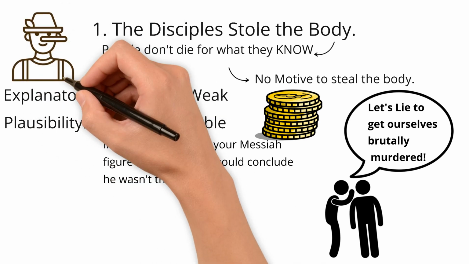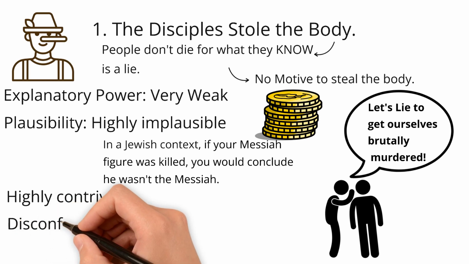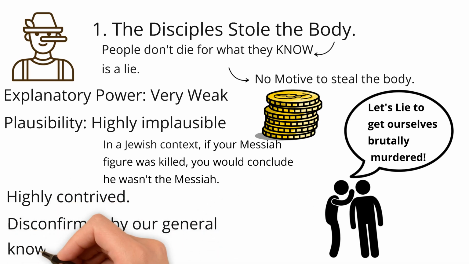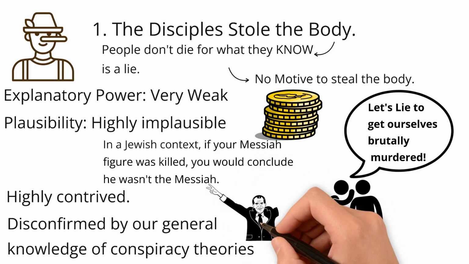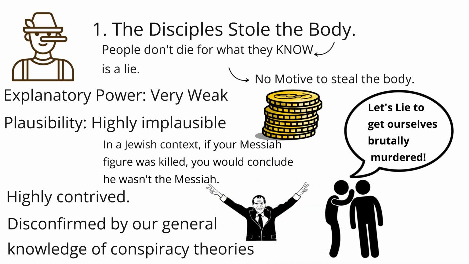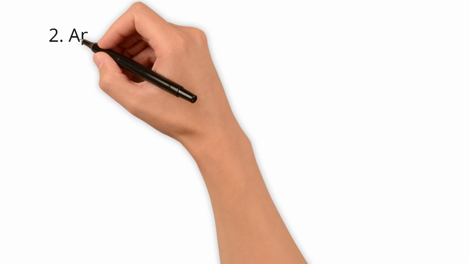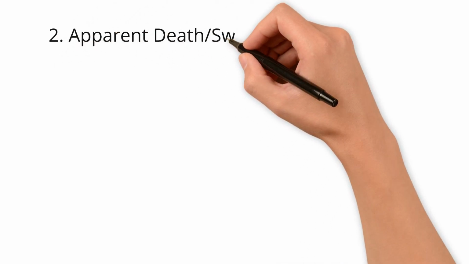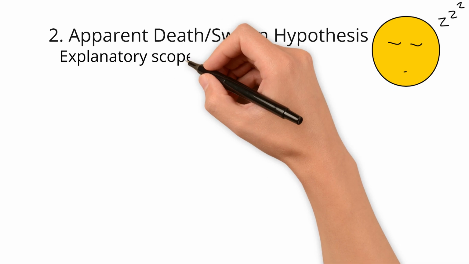The conspiracy theory that each of the disciples was willing to throw away their life to follow a lie is very contrived and does not have a shred of evidence to support the claim. Our general knowledge of conspiracy theories also disconfirms this theory. Number 2, the apparent death / swoon hypothesis. The idea is simply that Jesus never died on the cross. He merely fainted and later revived in the tomb and escaped.